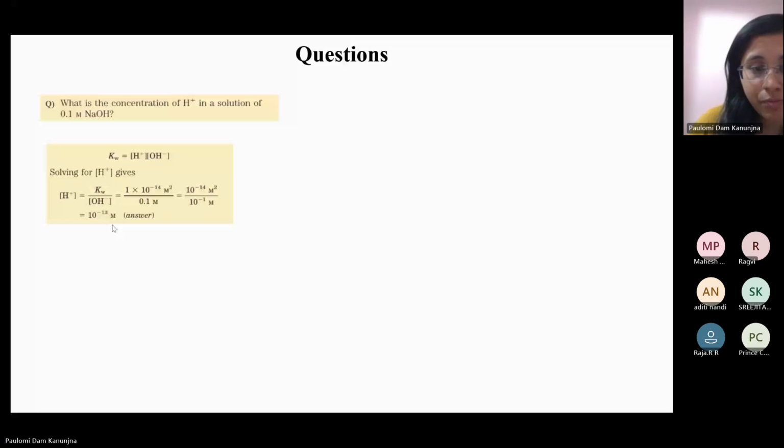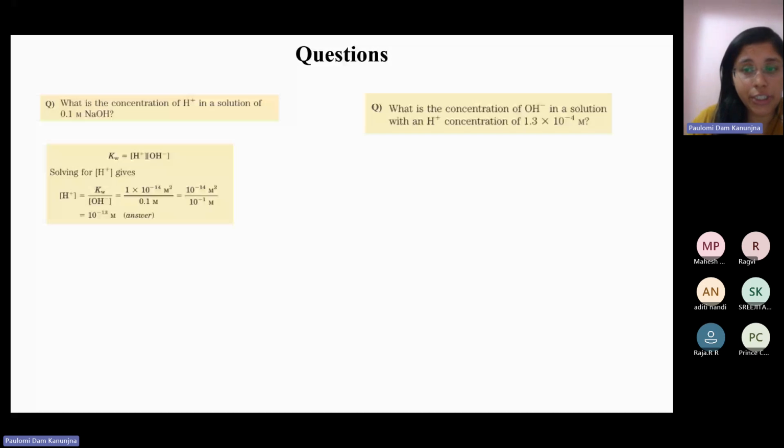Okay. Let's look at the next question. Now the reverse of it. If you have an H plus concentration of 1.3 × 10 to the power minus 4, then what is the concentration of OH minus? This should be easy now that you have already seen one question with that answer.